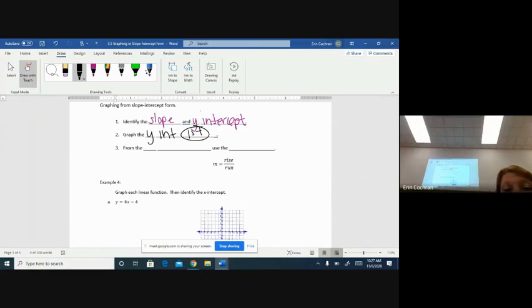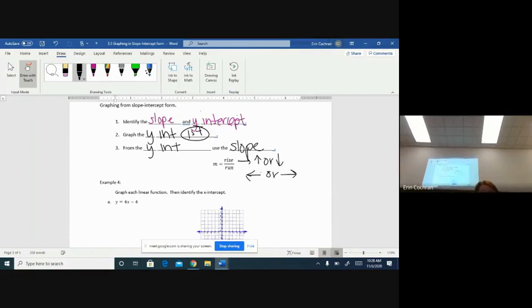Then from that point, from the y-intercept, can we use our slope? And how do we calculate slope? Rise over run. So from that point, can I go up and can I go to the right or to the left? Yes. Now, remember, rise can either go up or down. So if my rise is positive, I'm going to go up. If my rise is negative, I'm going to go down. Then run means I go left or right. If I go left, that means it's negative. And if I go right, it means it's positive. Okay.